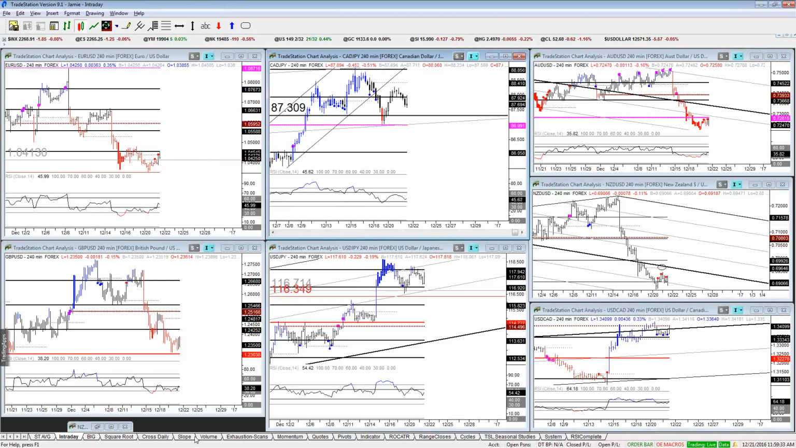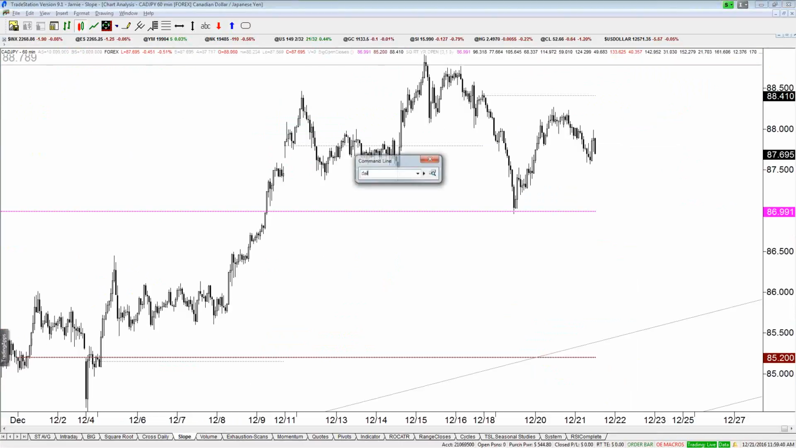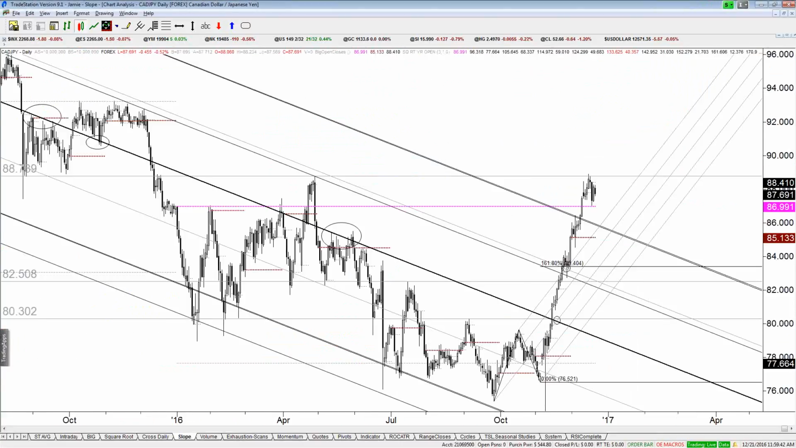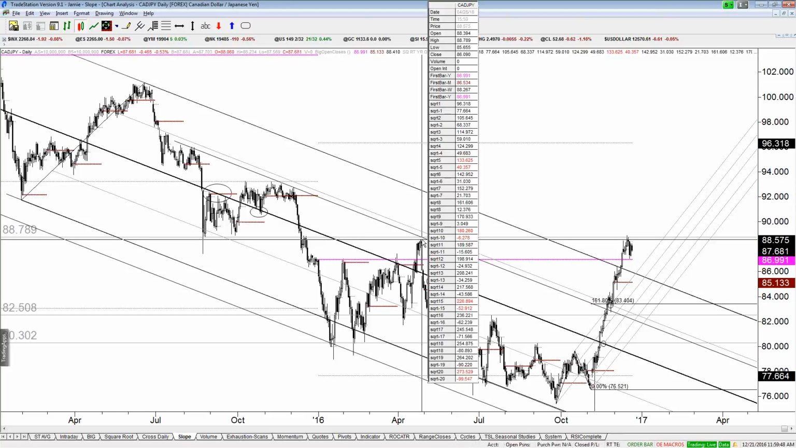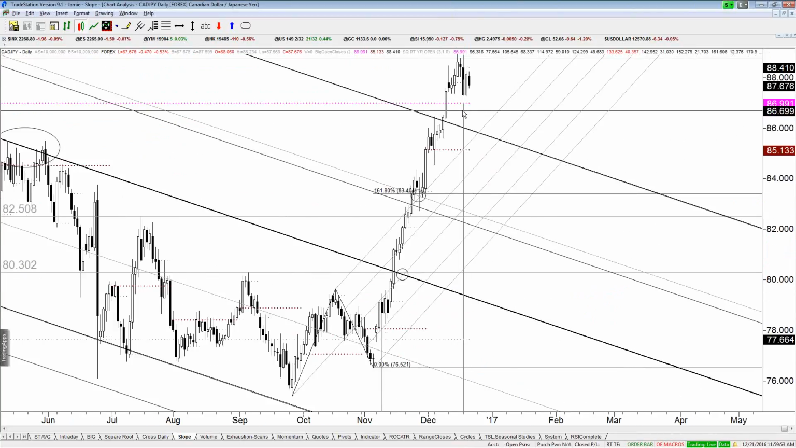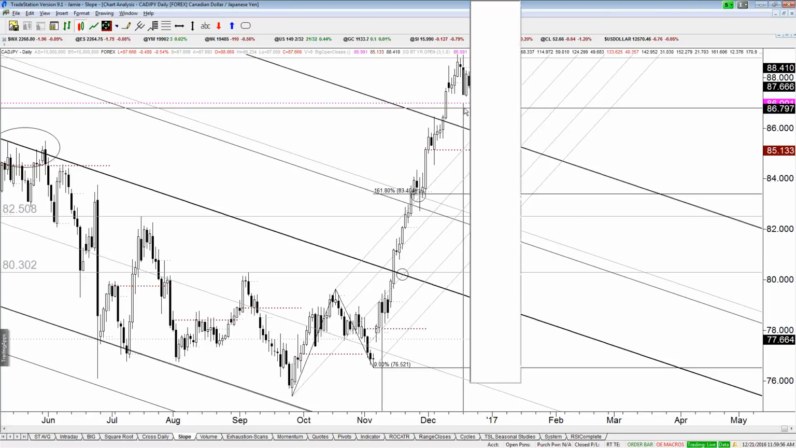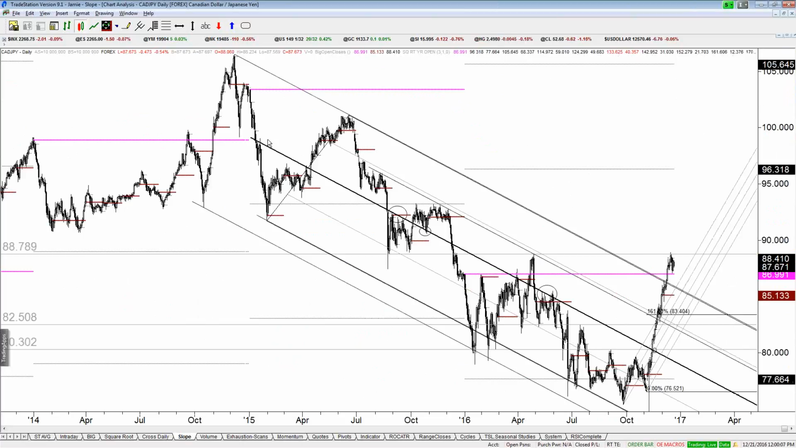Let's see. Go to CAD yen here. Daily chart. Okay, so CAD yen came in, took out the highs from April, came back, checked the year open. As long as you're above the year open, there is potential for CAD yen to hold up. Below there, you're heading back for probably a check on this old trend line down here.